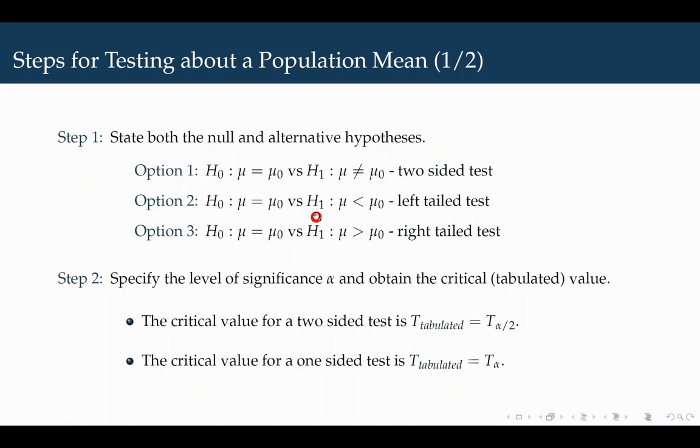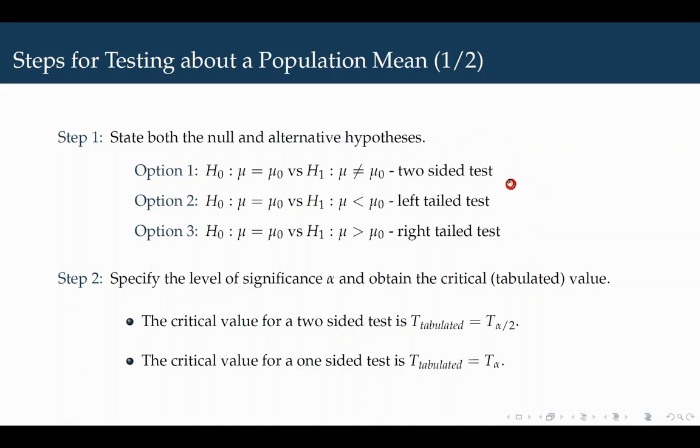Or we may make the alternative hypothesis as mu less than mu naught. This is a one-sided test, and specifically it is called a left-tailed test or left-side test. And we could also make mu greater than mu naught for the alternative, and here again this is a one-sided test and it is particularly a right-tailed test. So we have to state either of these 3 options in stating the null and alternative hypotheses.